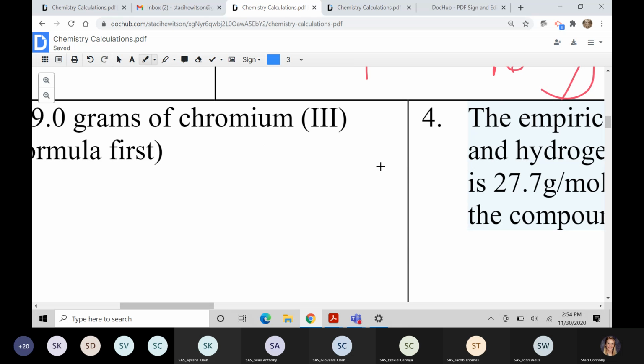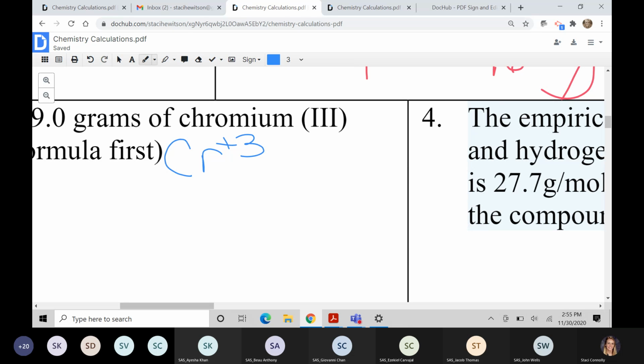So chromium(III) phosphate. Chromium is Cr, and the Roman numeral 3 tells us it's a +3. Did that work? That didn't work. Okay, hold on. My stylus broke, so now I'm using my finger. I don't know if it'll be prettier or uglier.